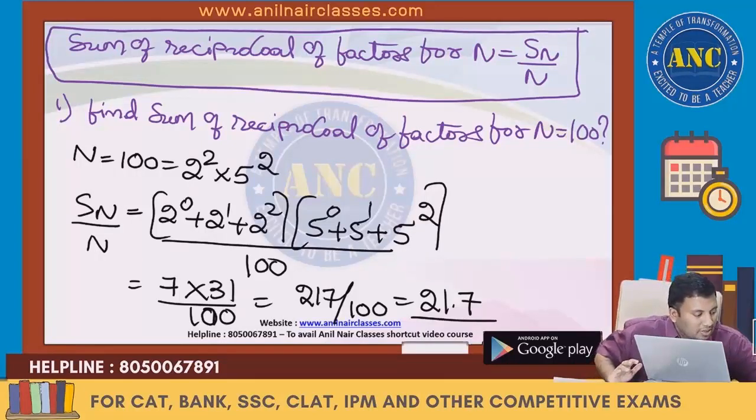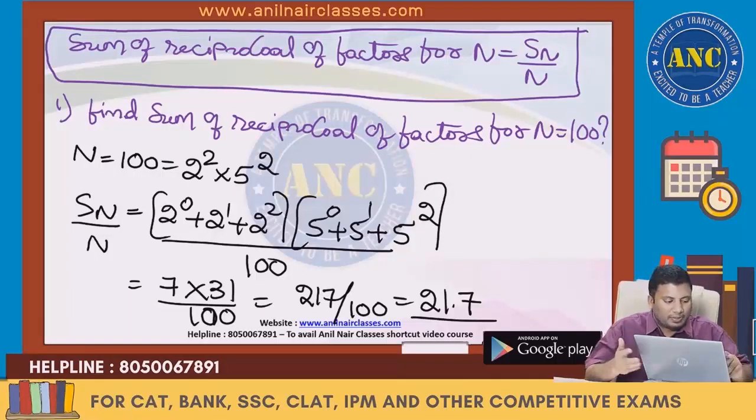Sum of the reciprocal of the factors is given by the sum of the factors by the number itself. I hope this idea is clear. But in the sum of the reciprocal of the factors, there is a very important concept. Please write down a note. I hope this concept is clear.